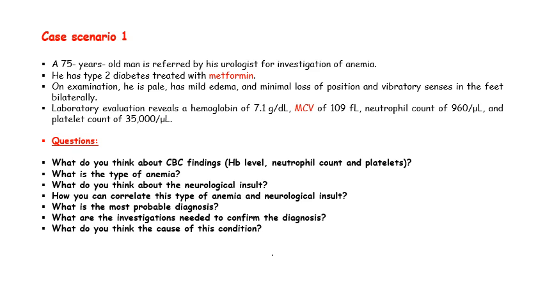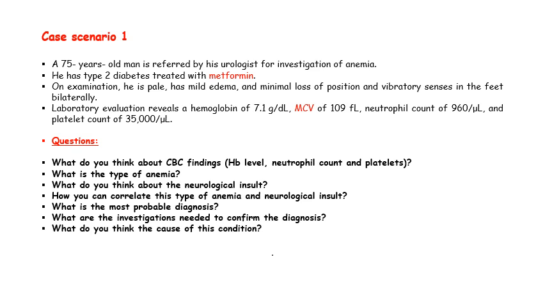Here, the first case scenario was a 75-year-old man referred by his urologist for investigation of anemia. He has type 2 diabetes treated with metformin. On examination, he is pale, has mild edema, and minimal loss of position and vibratory sense in the feet bilaterally. Laboratory evaluation reveals a hemoglobin of 7.1 gram per deciliter with MCV of 109 femtoliter, neutrophil count of 960 per microliter, and platelet count of 35,000 per microliter.